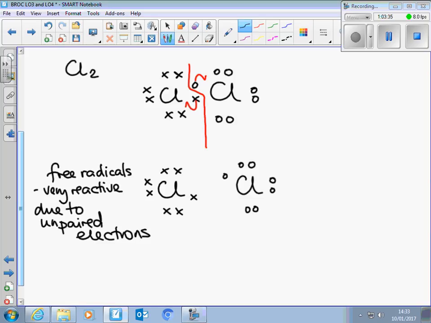Okay, so the fishhook has just shown that you get an electron going to each atom. Now, that equal split of that bond, so that each atom gets one of the electrons in the bond, is described as being homolytic. Homo, same, so you end up with the same on each side. Lytic from lysis, for splitting. So this is a homolytic breakage, or whatever you want to call it.